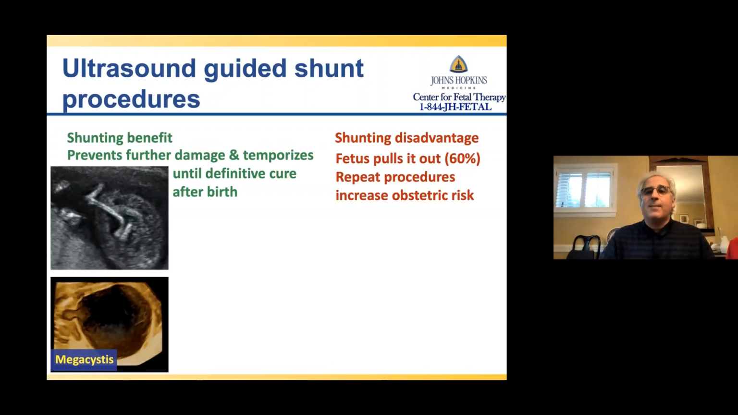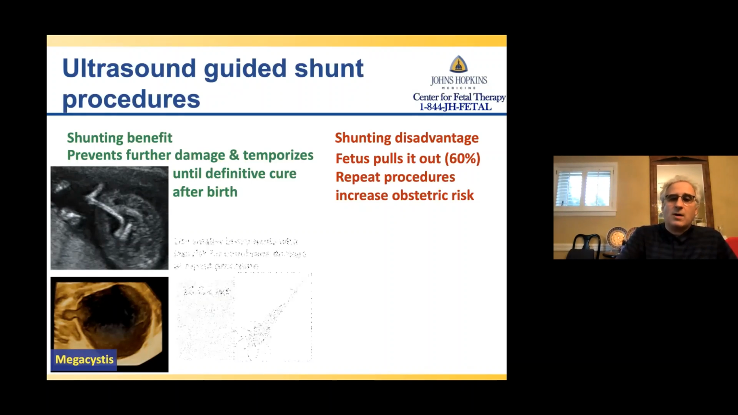No, joke aside. But anyway, the advantage of shunting is that it can prevent further organ damage and temporize until definitive cure after birth. But the problem is that the baby is a living human being. It feels something in the belly and pulls the shunt out, right? About 2/3 of shunts fail for that reason. So the baby pulls it back out again, and repeat procedures, because you're doing repeated holes into the uterus, increase the obstetric risk.